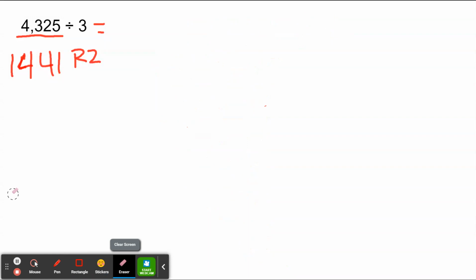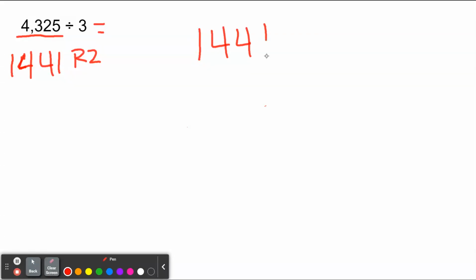So now let's go ahead and check our answer to make sure we got the right one. So my quotient is 1,441 with a remainder of 2. So that means that if I take 1,441 and I multiply this by 3, that will give me 1 times 3 is 3. 4 times 3 is 12. I'm going to put down those 2 tens, move 10 of those tens over to my 100.